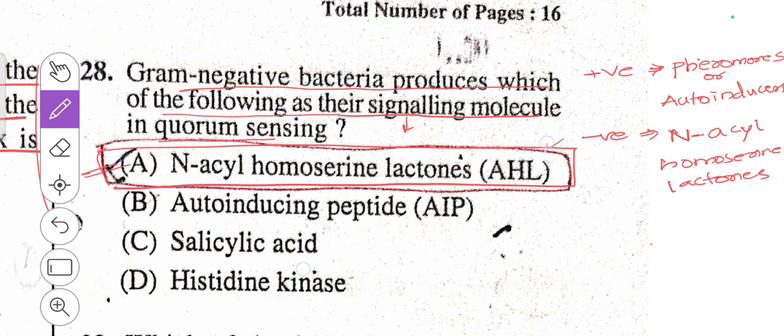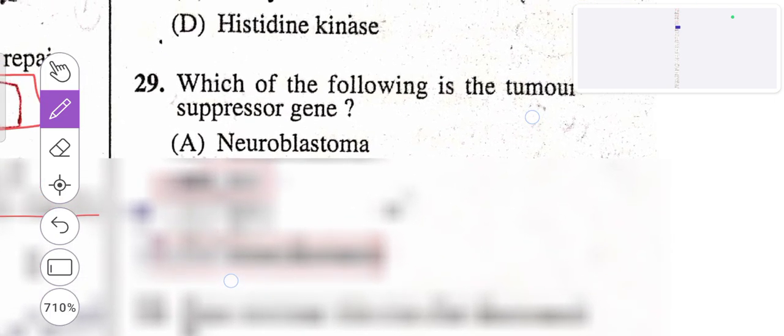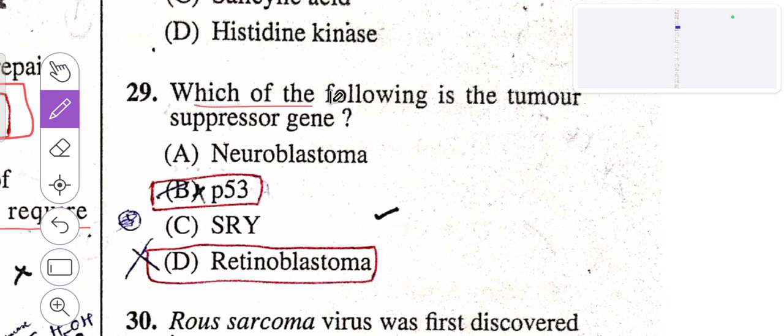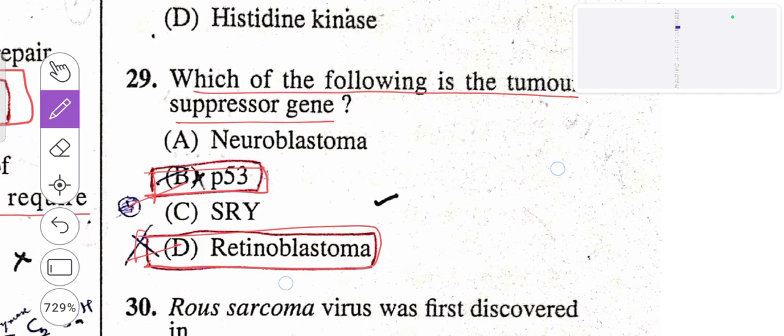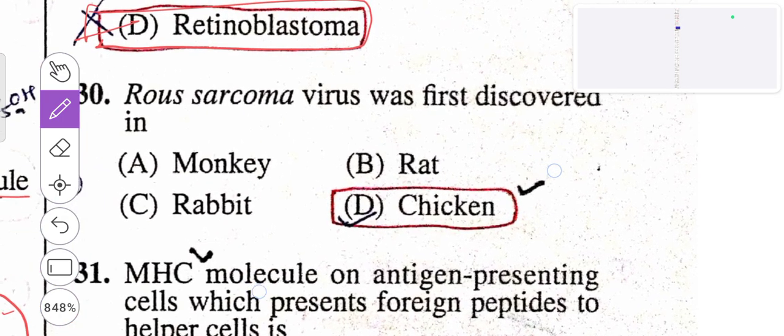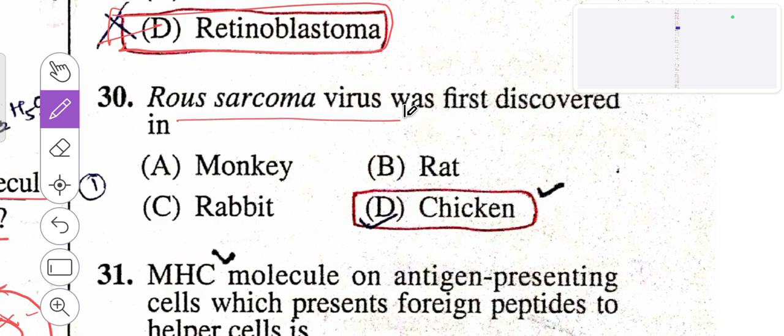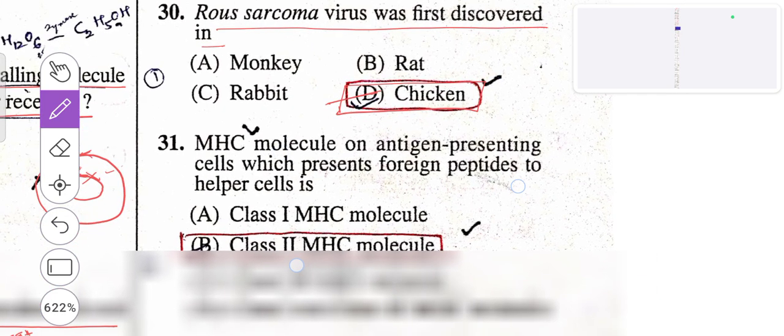Then next one, which of the following is a tumor suppressor gene? Here both P53 and retinoblastoma are considered right answers for this question, where P53 is one of the tumor suppressor genes. In the same way, retinoblastoma is also acting as a tumor suppressor gene. Then next one, 30th question: the Rous sarcoma virus was first discovered in. This Rous sarcoma virus was discovered first in the chicken, that is a bird.